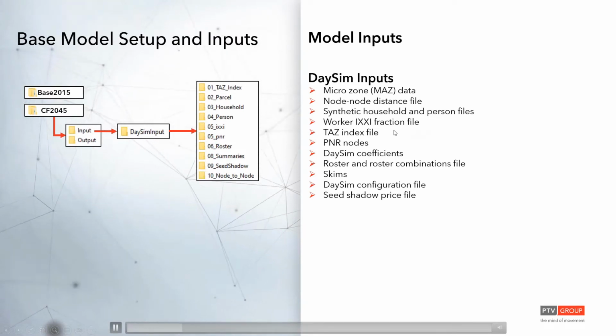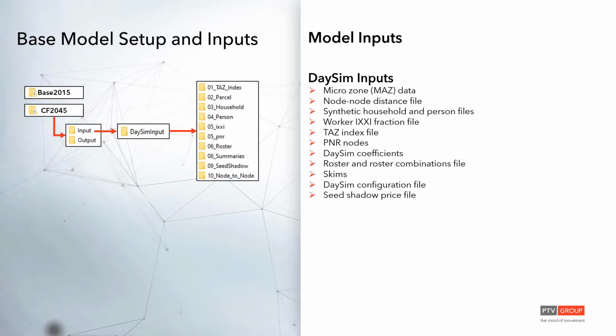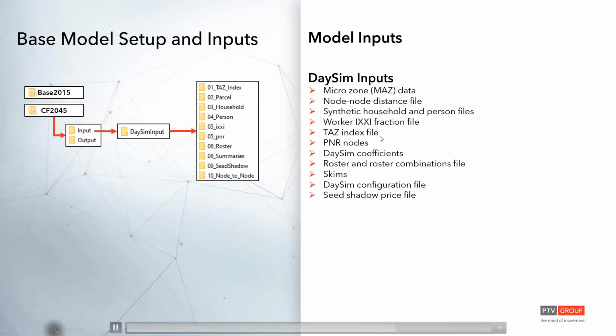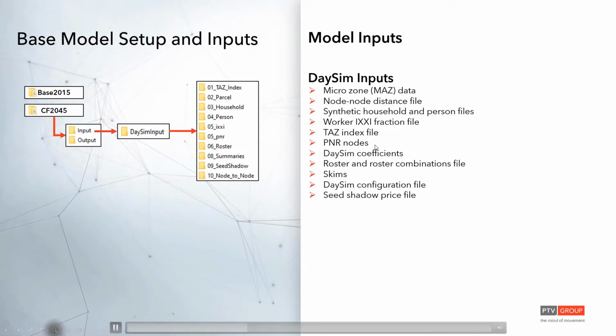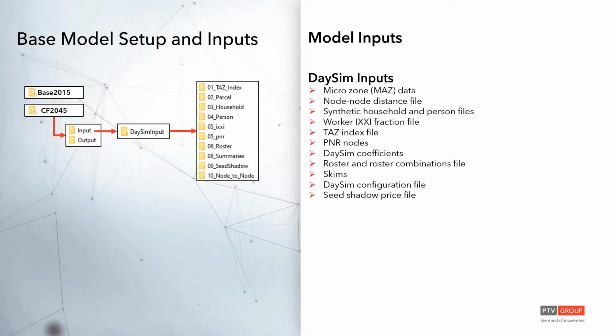Then there are things like how many workers in each zone have their work location outside the model region. There is a TAZ index file where you indicate which zones are external zones and things like that. And then PNR nodes, and then DaySim coefficients is another input, the coefficients for various models. And then there is something called roster and roster combination files. This is something specific to DaySim.